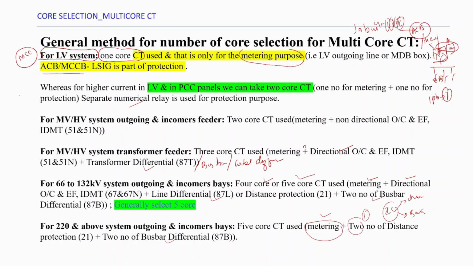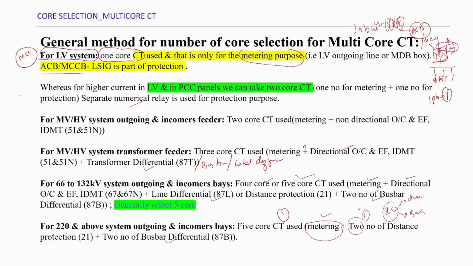Why don't we use overcurrent earth fault IDMT? Overcurrent earth fault, it will be used, no, because we are using the 67 and 67N. It will be used. See here, there is some typographical error. One for metering is done.